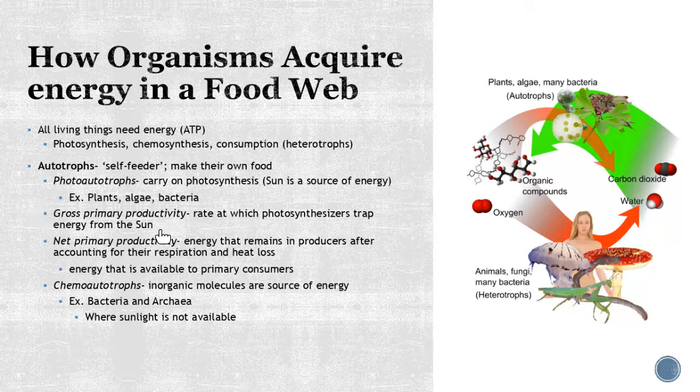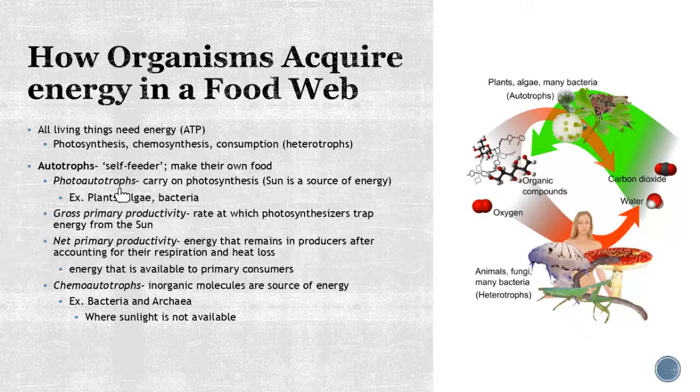Now, the one thing that we can measure is the gross primary productivity. That's the rate at which photosynthesizers trap energy from the sun. You want this number high. And then another thing we can measure is the net primary productivity, and this is the energy that remains in producers after accounting for their respiration and heat loss. So it does take a little bit of energy to make energy. And whatever is left is what's going to be consumed by the primary consumers.